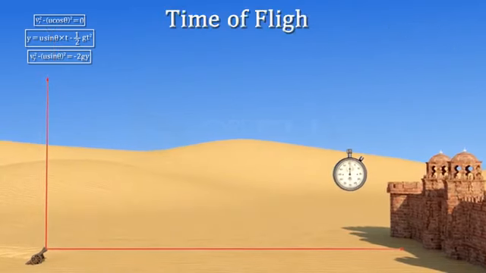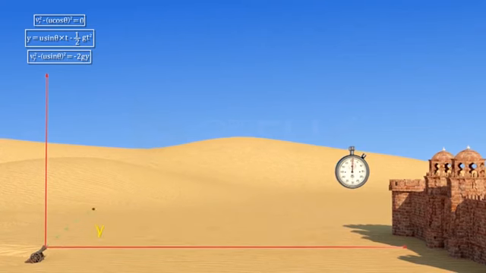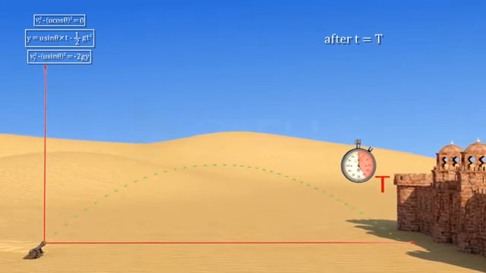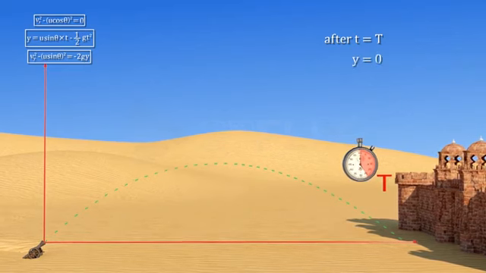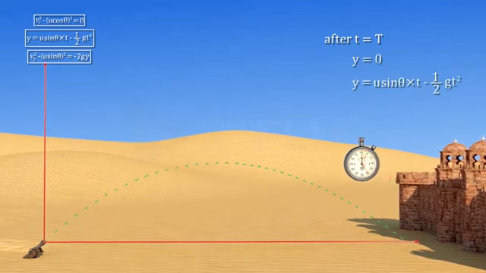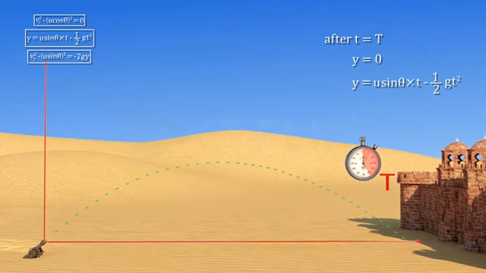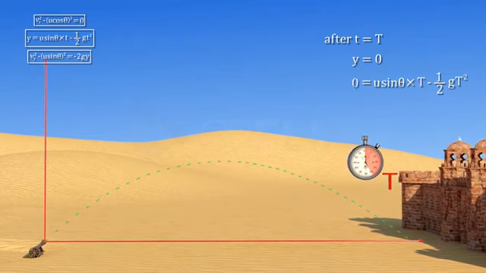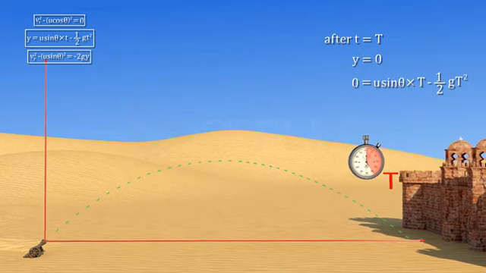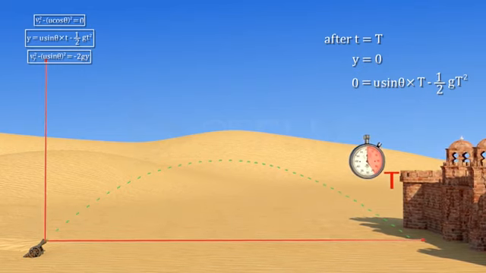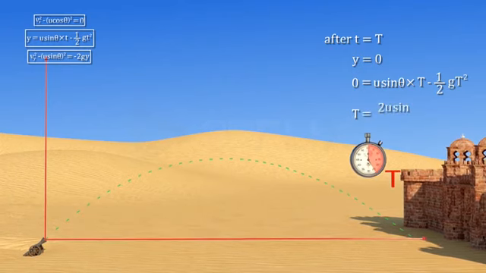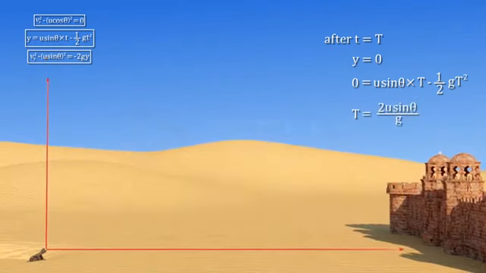Time of flight. If the projectile returns to the surface after time t, its displacement in the vertical direction y becomes 0. Hence, at time t, 0 equals u sin theta t minus half gt square. Hence, the time of flight t is equal to 2u sin theta by g.